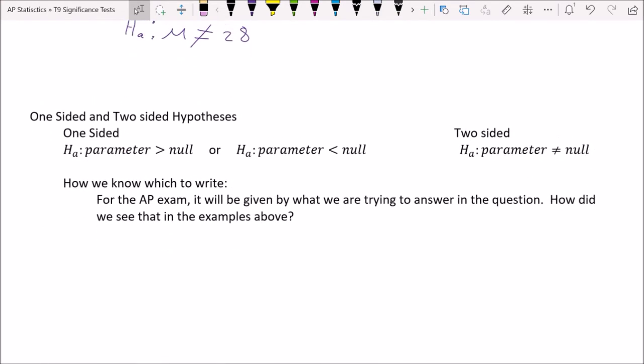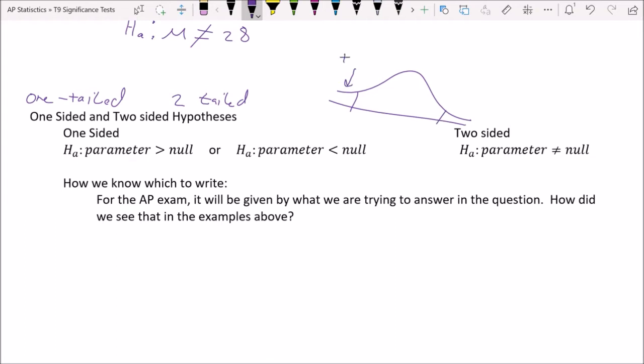Okay. These are called one-sided and two-sided hypotheses. Also, it is sometimes called a one-tailed and a two-tailed test. And what that comes from is the idea of the normal distribution. In the end, we call these the tails or the sides. Okay, this is like a tail area. And so is that over there.